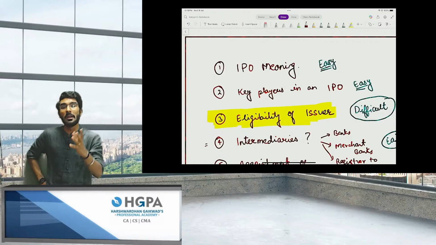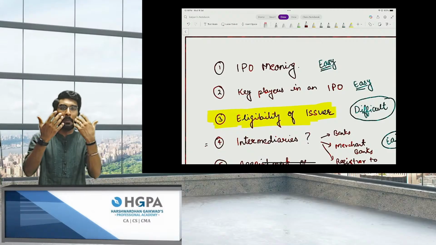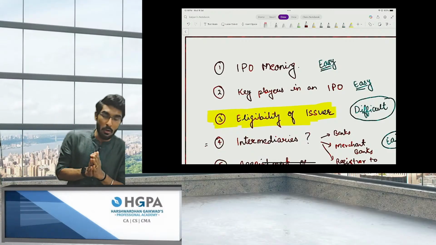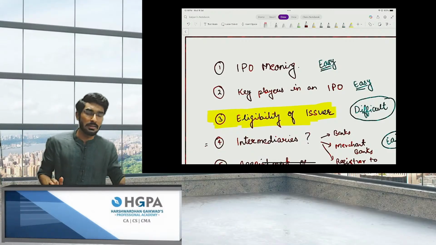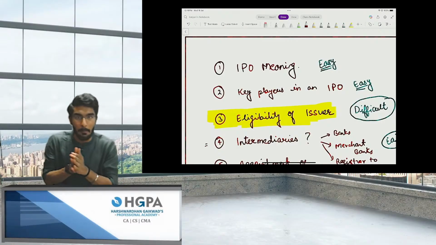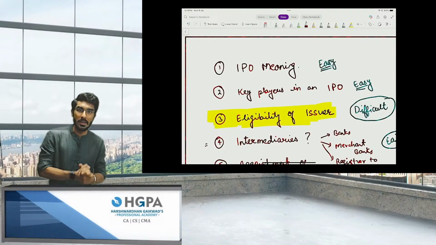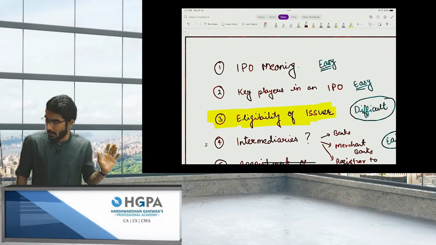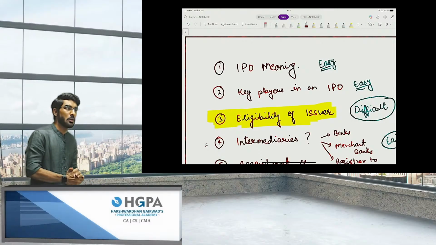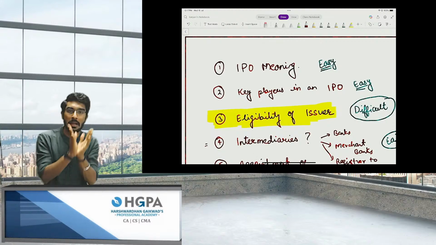Simple. Then what is the meaning of FPO, people? Once a company raises capital while IPO, after 1 or 2 years, if the company wants to again raise capital, then they will go for an FPO. FPO means, people, what? Further public offer. Now that next topic we understood was who are the key players in an IPO process.